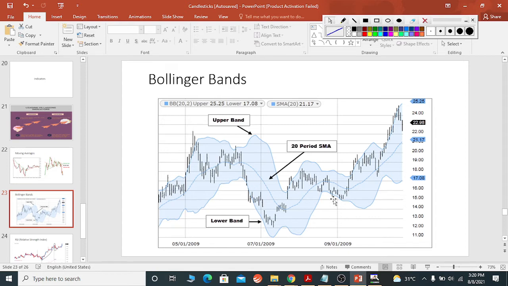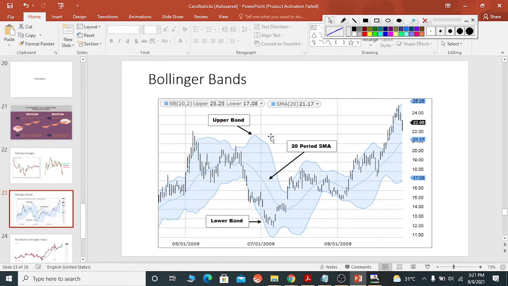For example, if you see in this chart over here, the price band is very narrow. Now these are Bollinger Bands. The upper side is called the upper band, and the lower side is called the lower band. And this middle line is a moving average, which we discussed in the previous slide. It's a 20-day moving average as represented over here. Taking this 20-day moving average, these bands are calculated.